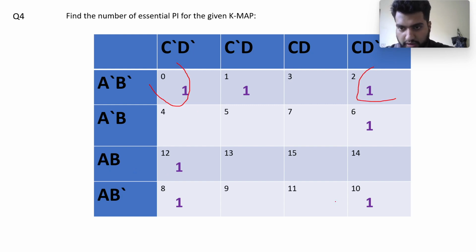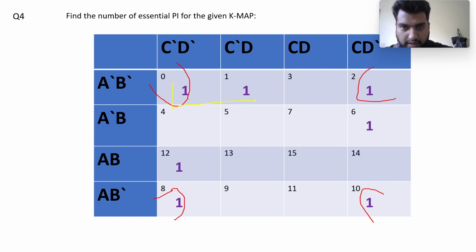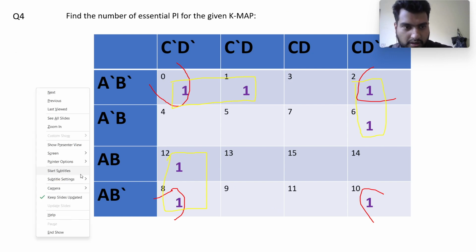So these corners, they form one quad, correct? Any other quad possible? No. Now let's just take the pairs. So this pair here is 1, this pair here is 2, and this pair here is 3. So how many groups are there? We have a quad, and 1, 2 and 3 pairs. So we have a total of 4. So all of the ones are covered.